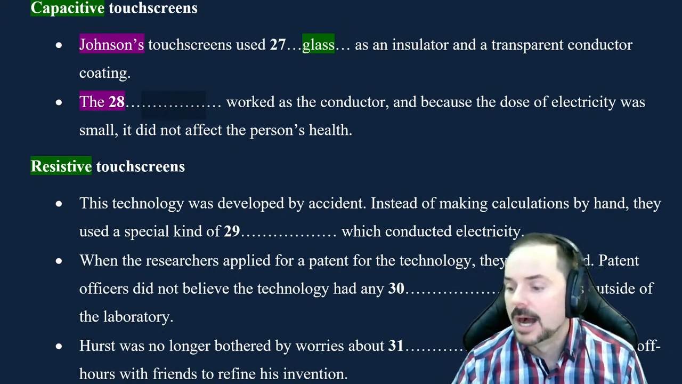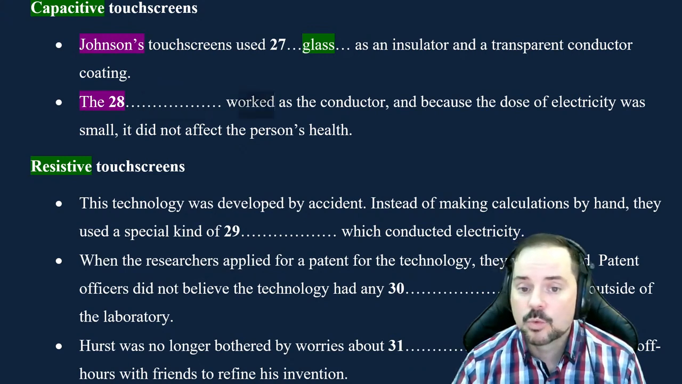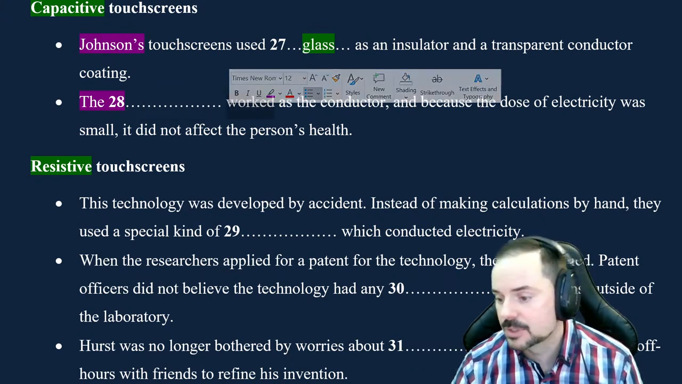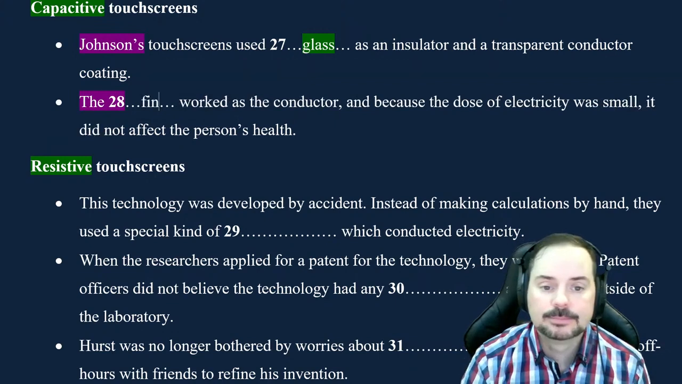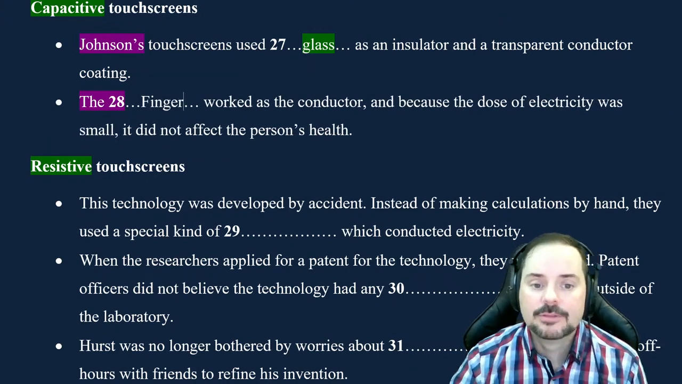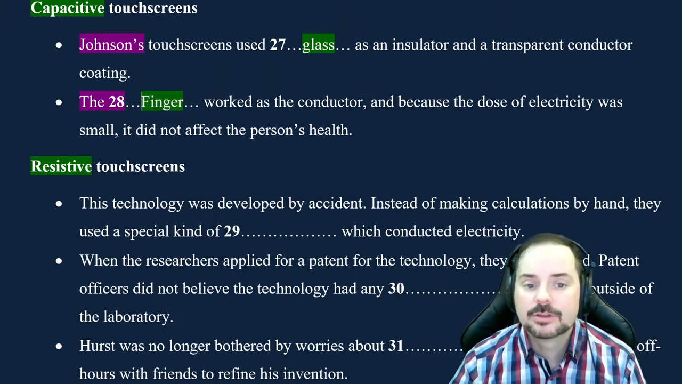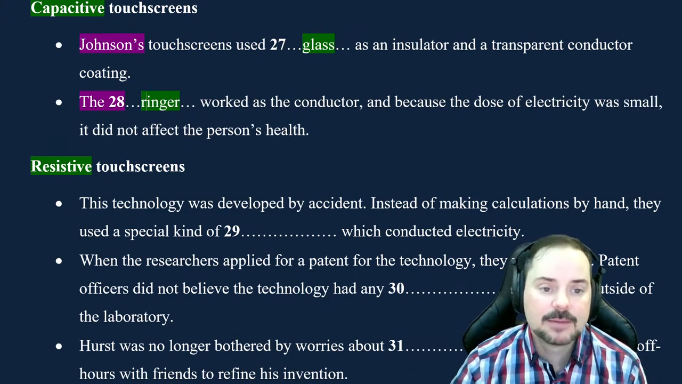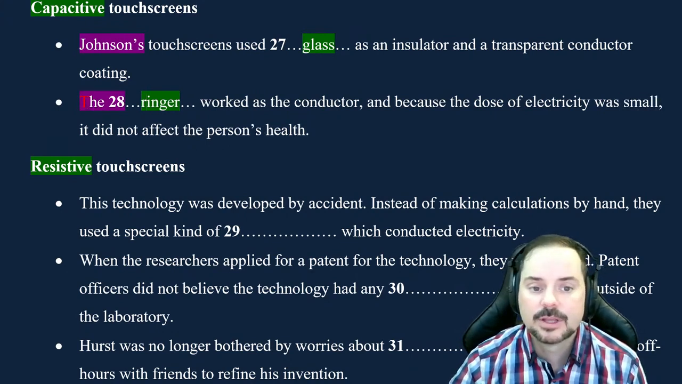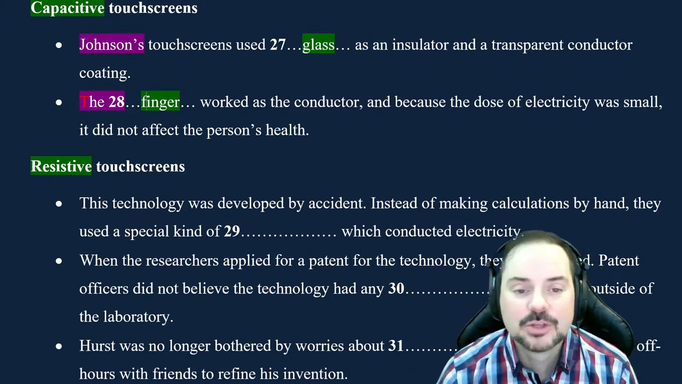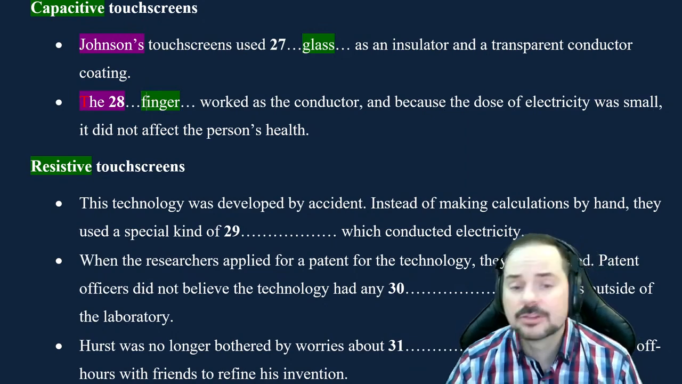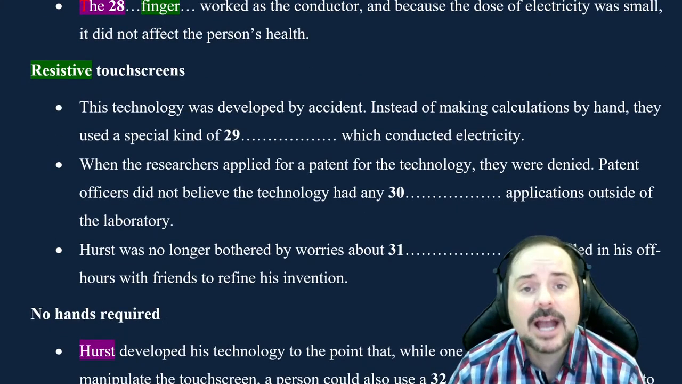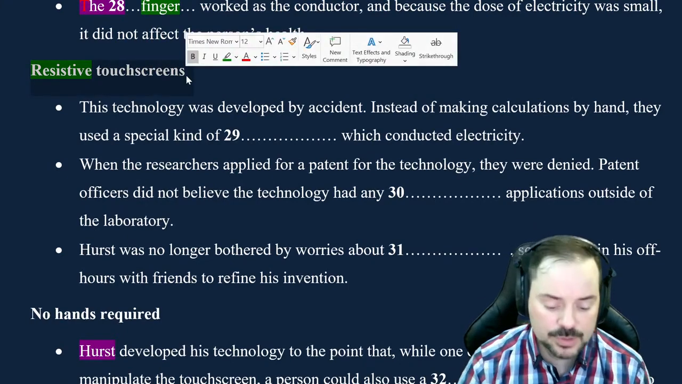You don't need the word acted because worked means acted. So you have the correct answer there, which is finger. The finger worked. We just need finger, and no capital, because we have the capital letter here with finger, not ringer, finger. So the finger worked as the conductor, and because the dose of electricity was small, it did not affect the person's health. Very good. Now we're switching gears and we're on to resistive touch screens.